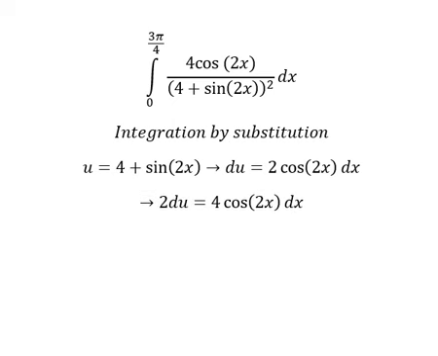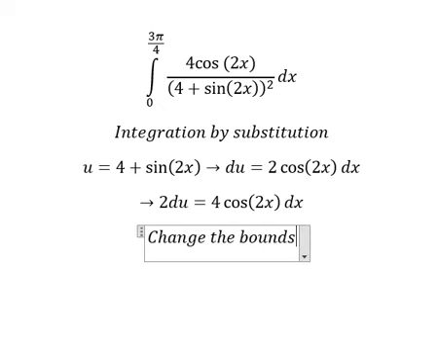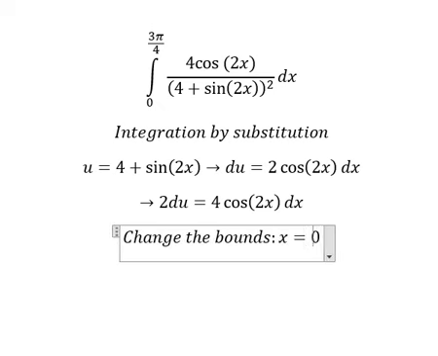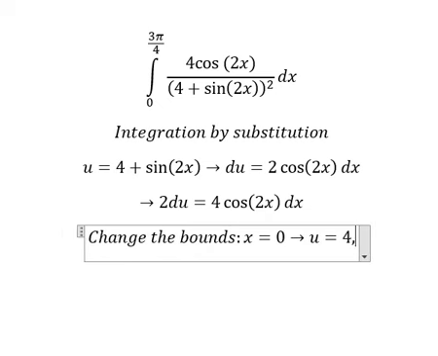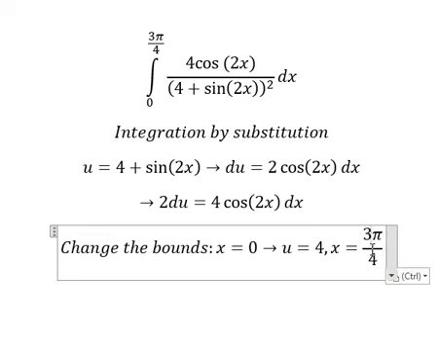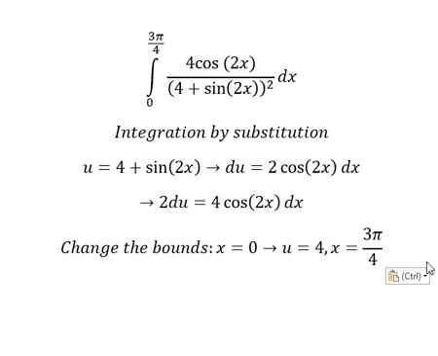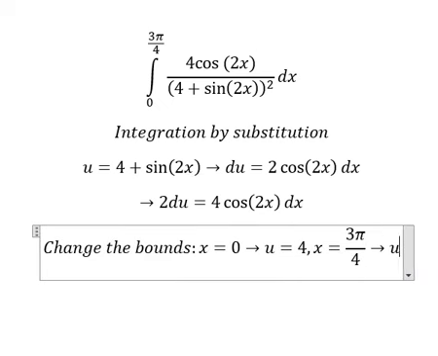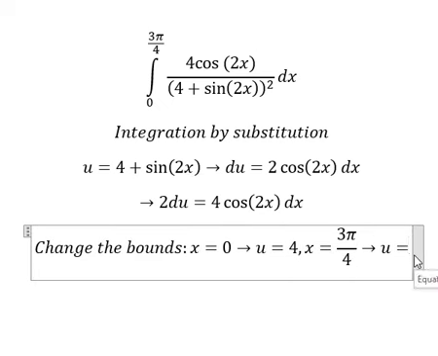Next, we need to change the bounds. When x equals 0, we put 0 going here. So sine of 0, you got 0. And that is about u equals 4. When x equals 3π over 4, I will put this one going here. And we have negative 1. So u equals 3.